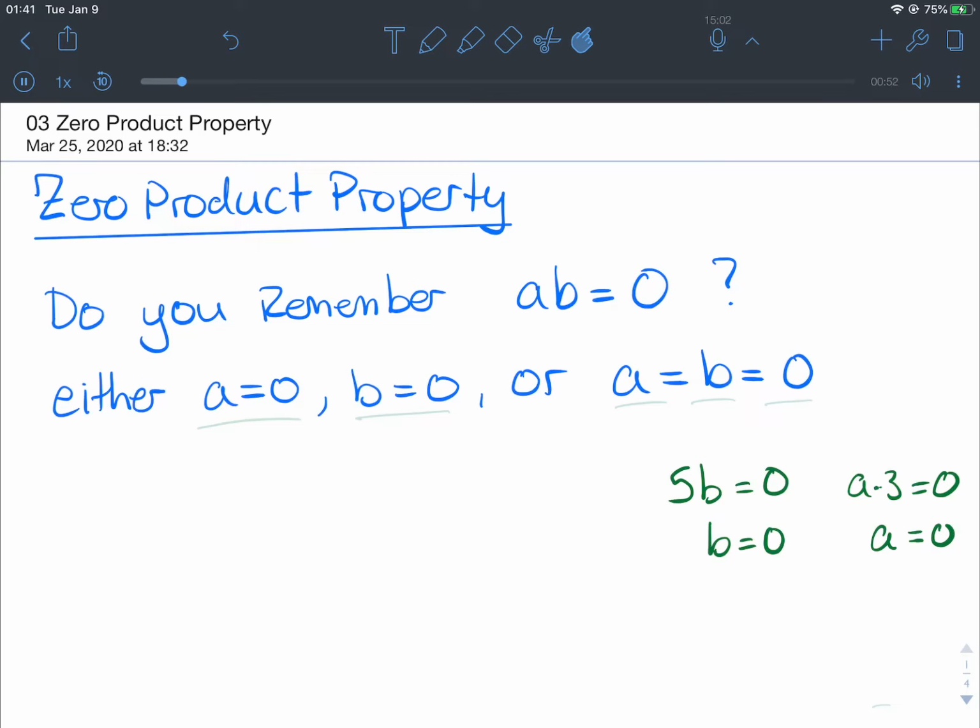So in this case, when we have AB equals 0, either A is 0, B is 0, or A and B are both 0. But one of them has to be. And so ultimately today's lesson is a quick review of what we did in the first semester, and then we're also going to add what we did in the previous lesson, which was factoring ax squared plus bx plus c. So let's move on here.